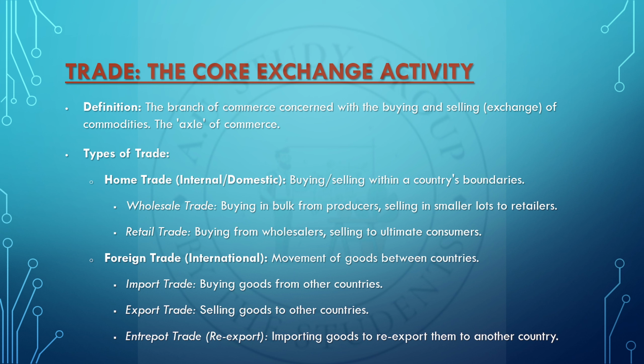And based on location, apart from home, there is foreign trade. One is home trade, second is foreign trade. Now foreign trade is between different countries. What are the different types? Number one is import, which is buying from other countries. We are importing goods or services. We buy goods from other countries. That is importing. Second is exporting. We sell our products to other countries. That is exporting. This is a part of foreign trade.